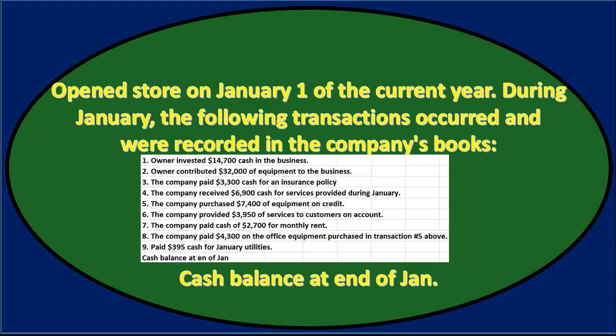Next question. Open store on January 1st of the current year. During January, the following transactions occurred and were recorded in the company's books. Cash balance at the end of the year is what we are looking for. Now, in order to make sure that we don't make any errors, it would be wise to put both the debit and the credit for each transaction, recording each transaction, and then posting the amount going to the cash T account in order to then figure out the ending balance in the T account.